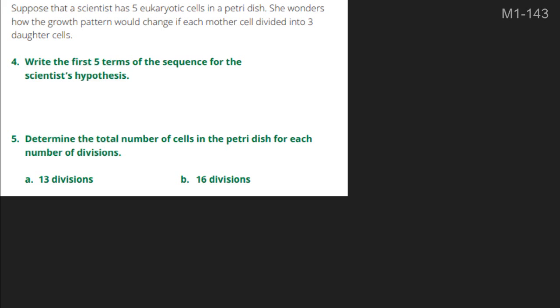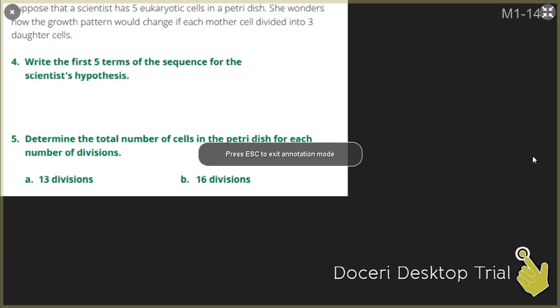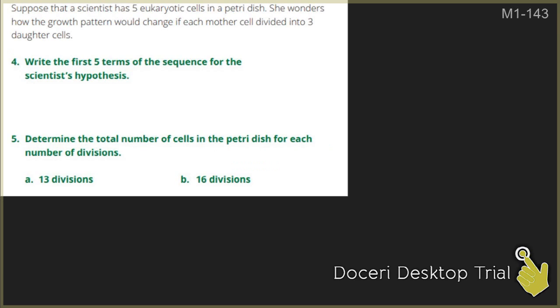So, for question number 4, we need to write the first 5 terms in the sequence. Well, it tells us that they're starting out with 5 cells in the Petri dish. So we know it has to start with 5. That has to be our first term. Then each time it's getting divided into 3. Well, we're not dividing by 3, because they're actually getting split up. So it's really like multiplication by 3 because they're getting more and more.